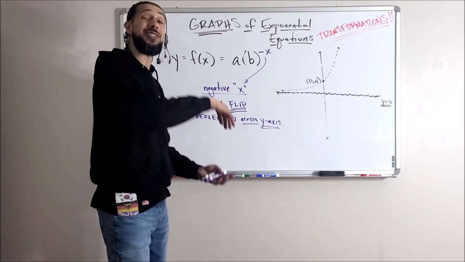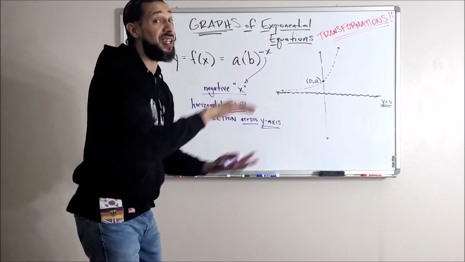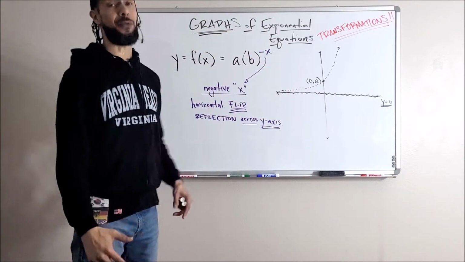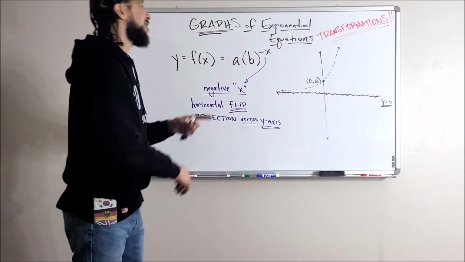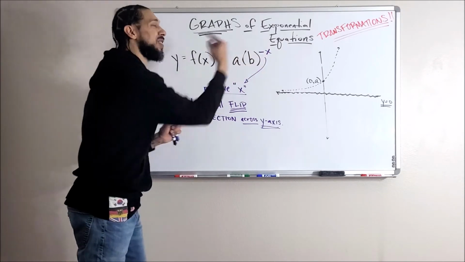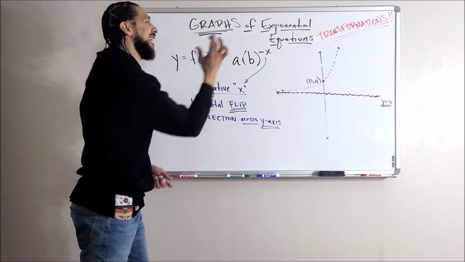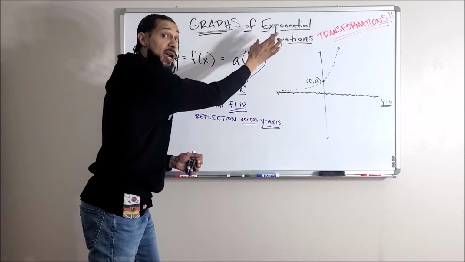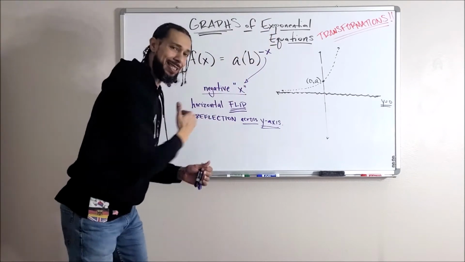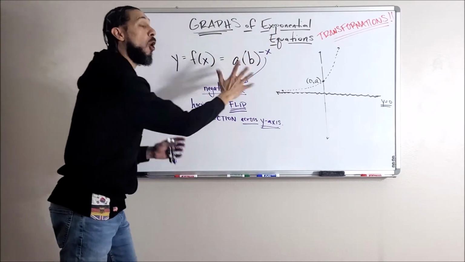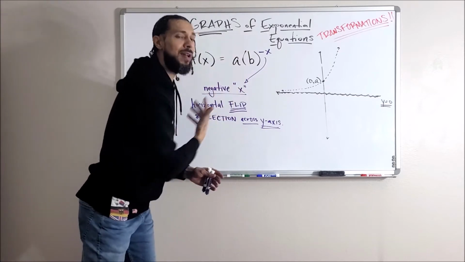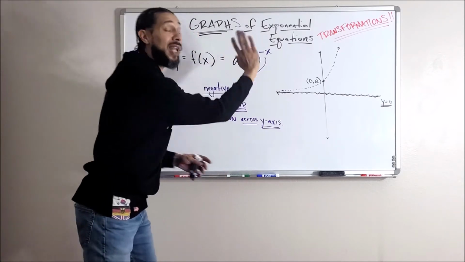Okay. So we talked about the stretching, we talked about the shifting. Now let's talk about the flipping. Sometimes, what if you see a negative exponent? What if I take just this variable x and make it negative? What that does is it horizontally flips my graph. Yeah, it reflects my graph.